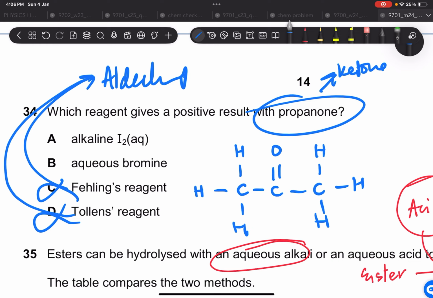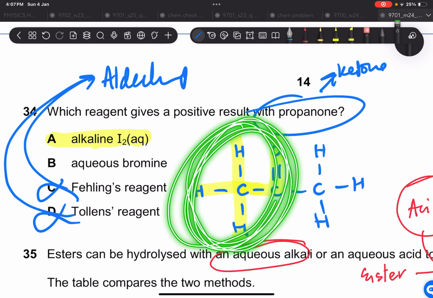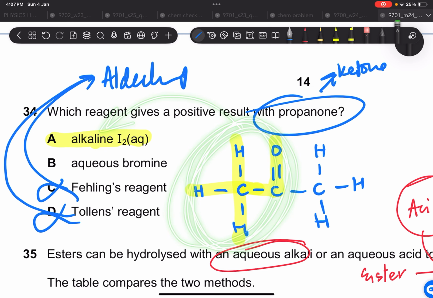How do I know it? Because for alkaline I2 to give a positive result with anything, it should have a CH3 and a C double bonded to O. This is what makes alkaline I2 give a positive result.